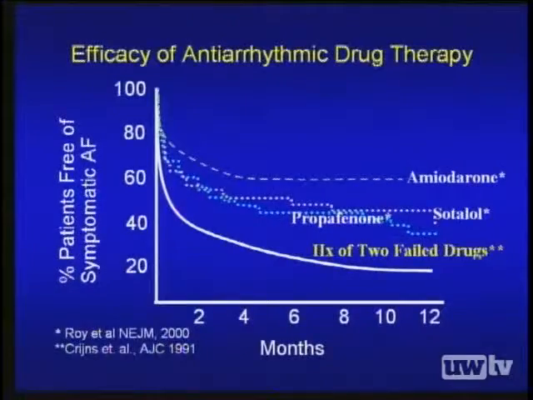Part of the reason is drugs just simply don't work very well. In two well-known trials from Roy and Kreins, the ability of any single drug to maintain sinus rhythm out to a year is really very poor. So with propafenone and sotalol, two very good drugs, the chance of being still in sinus rhythm at 1 year is 50%. Even with amiodarone, the best drug we have, the chance is only about 60%. And if a patient has failed two drugs, a third drug is probably not going to work. The chance of that individual maintaining sinus rhythm is about 20% or less.